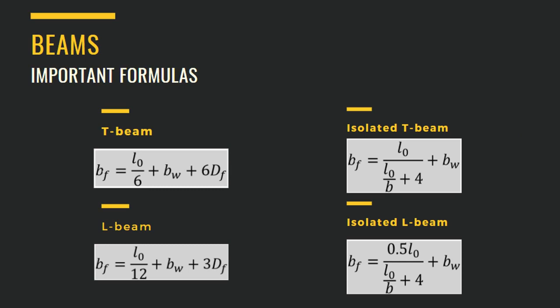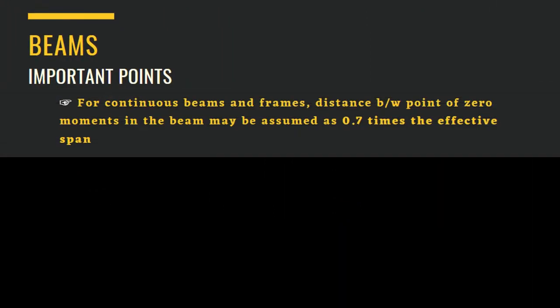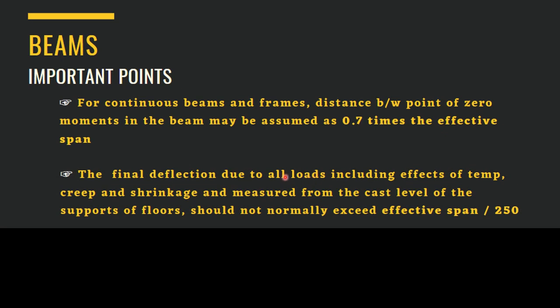So some other points are as follows. For continuous beams and frames, the distance between points of zero moment in the beam, or the points of contraflexure, may be assumed as 0.7 times the effective span. The final deflection due to all loads, including effects of temperature, creep, and shrinkage, and measured from the as-cast level of the supports of floors, should not normally exceed effective span by 250.